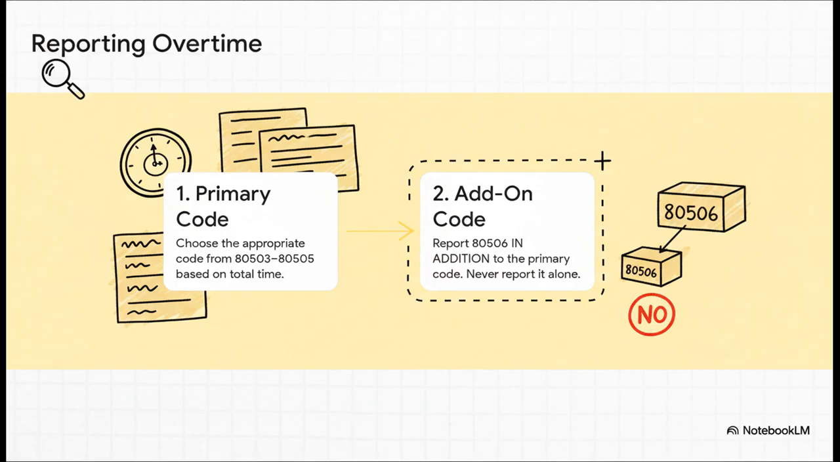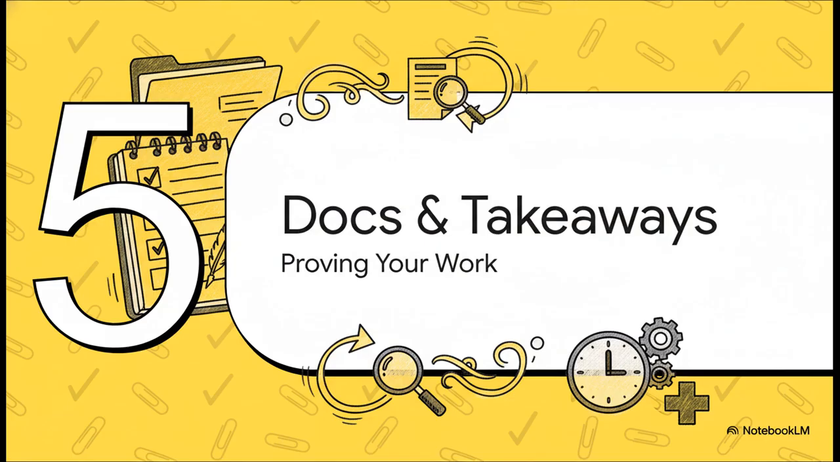Now, reporting this is a very clear two-step process. First, you must select the primary code, one of the 80503 to 80505 series that's already justified by the total time. Then you report 80506 in addition to that primary code. It is absolutely crucial to remember that 80506 can never, ever be reported by itself. It's always an add-on.